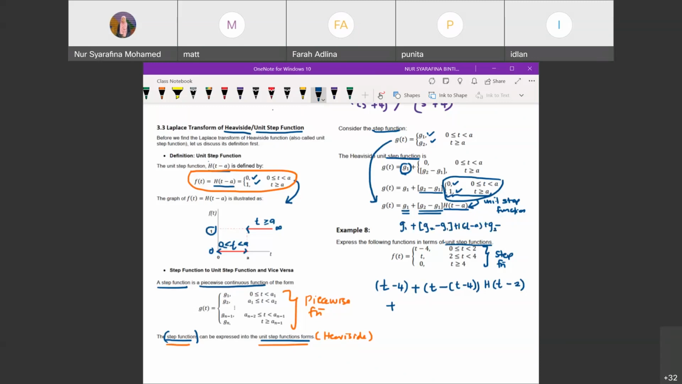Okay. Plus, because we have 3 terms here, then we should have g3 minus g2. So plus g3 is 0 minus g2, h(t minus 4). Okay, so now the function can be expressed as unit step function by t minus 4, plus (t minus (t minus 4)) h(t minus 2), plus (0 minus t) h(t minus 4), so minus t h(t minus 4). So this is the unit step function.